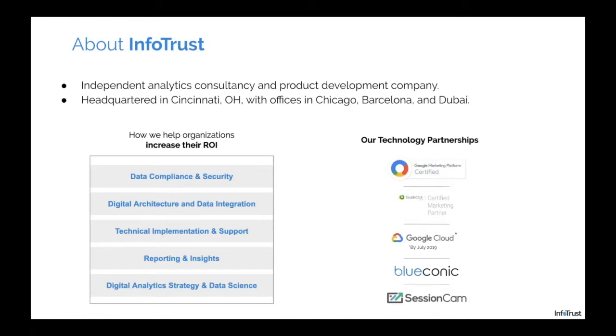Some of the technology partnerships we have: we are Google Marketing Platform certified. We are Google Analytics certified partners. We are Google Analytics 360 sales partners, so we actually resell the product. We've worked with the DoubleClick stack, which has since been renamed and moved into the Google Marketing Platform. We'll be Google Cloud certified by July. And we also work with a few other companies like BlueConic, who has a great customer data platform, and SessionCam, which does on-site visuals, scroll tracking, and other types of user activity tracking.